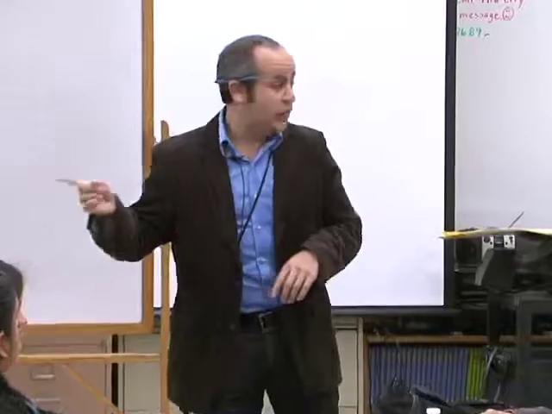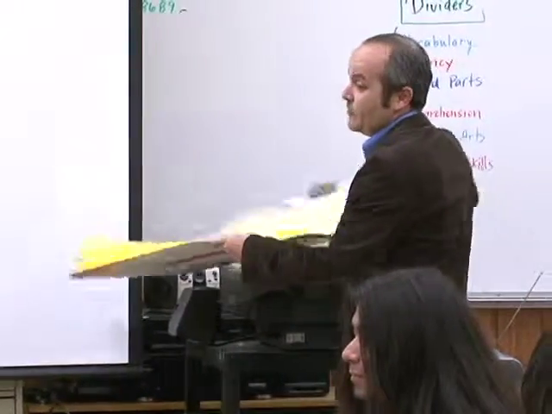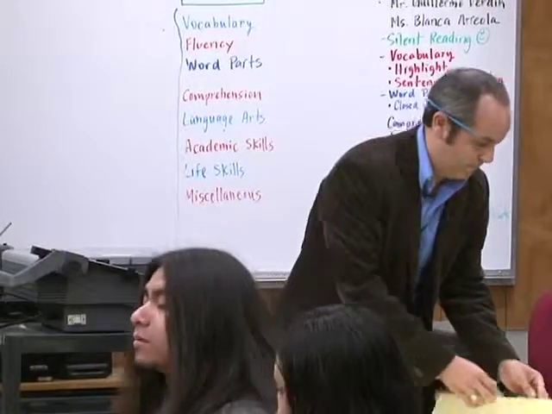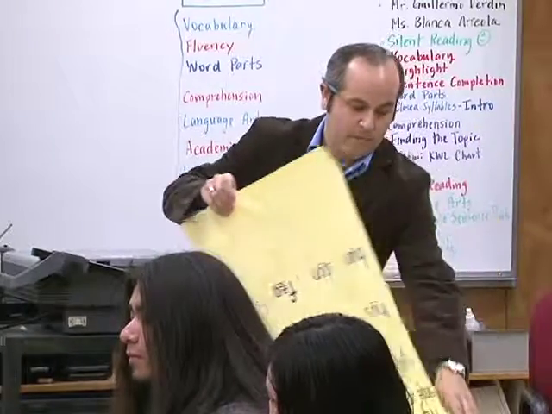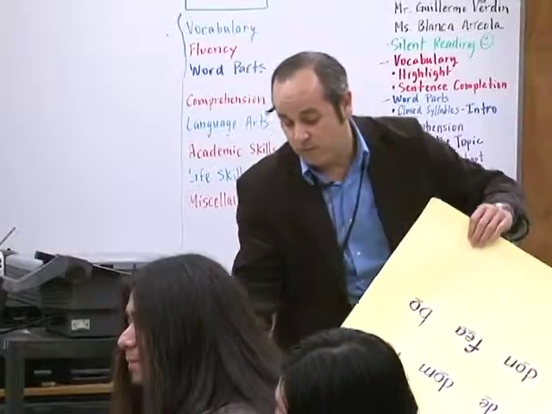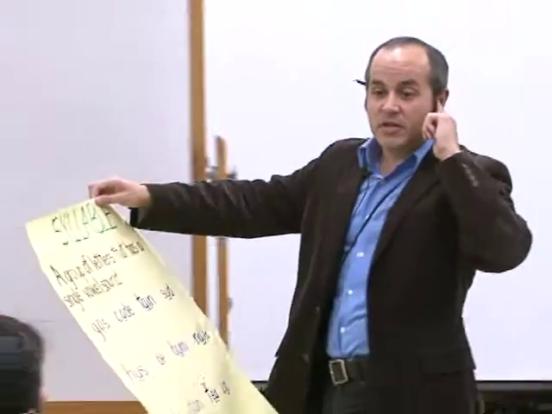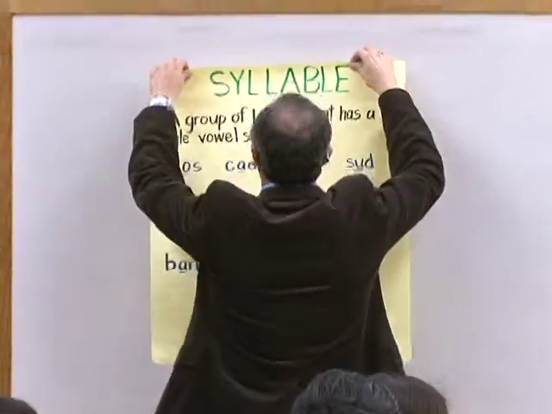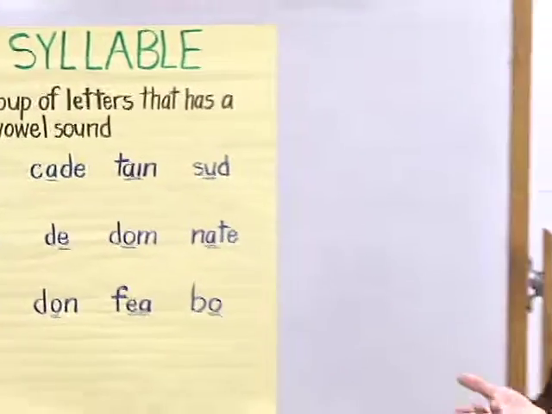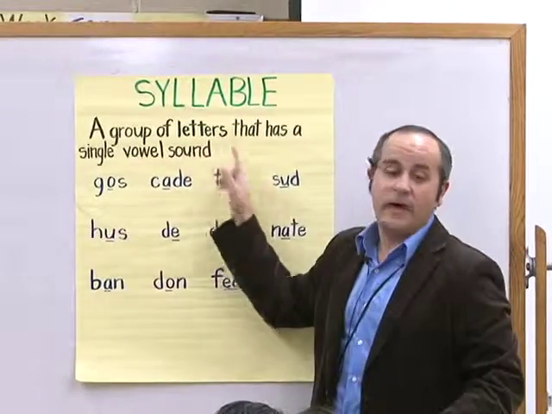Before I introduce you to the closed syllable, however, let me just do a quick review on what a syllable is. You guys don't need to write anything down because I'm going to give you copies of this. All I need you to do is just listen and follow along. So what is a syllable? A syllable, you guys, is a group of letters that has a single vowel sound.